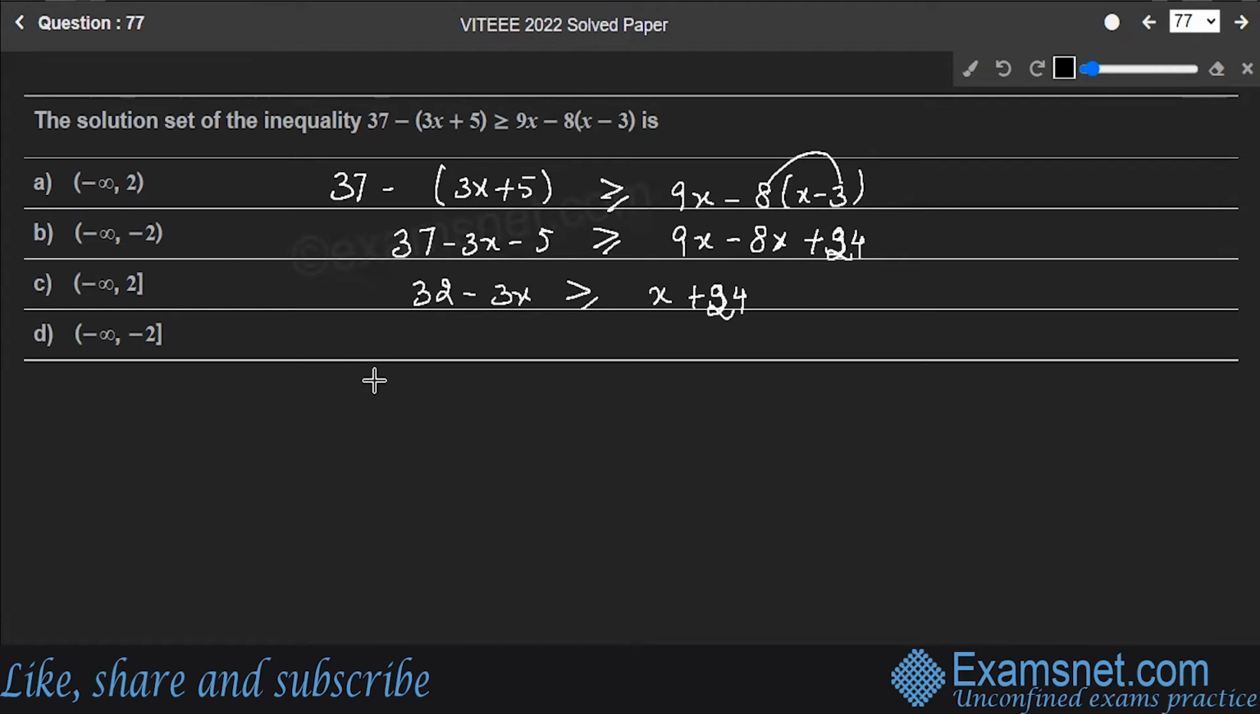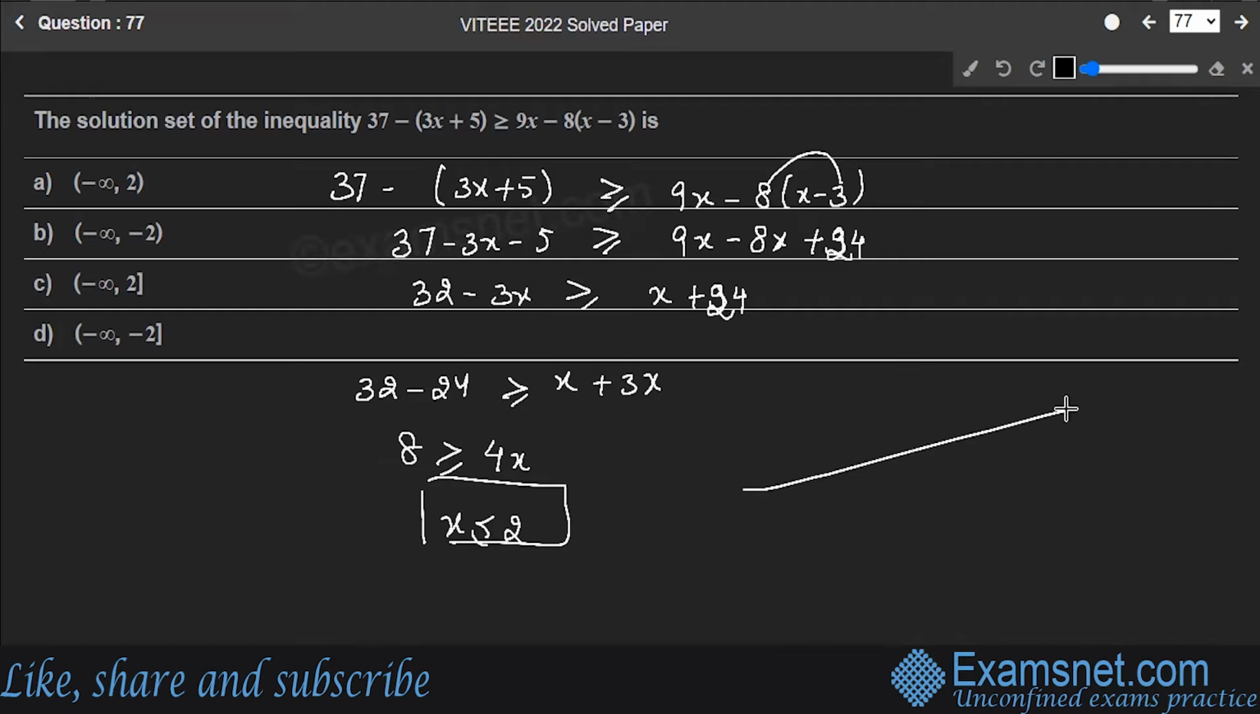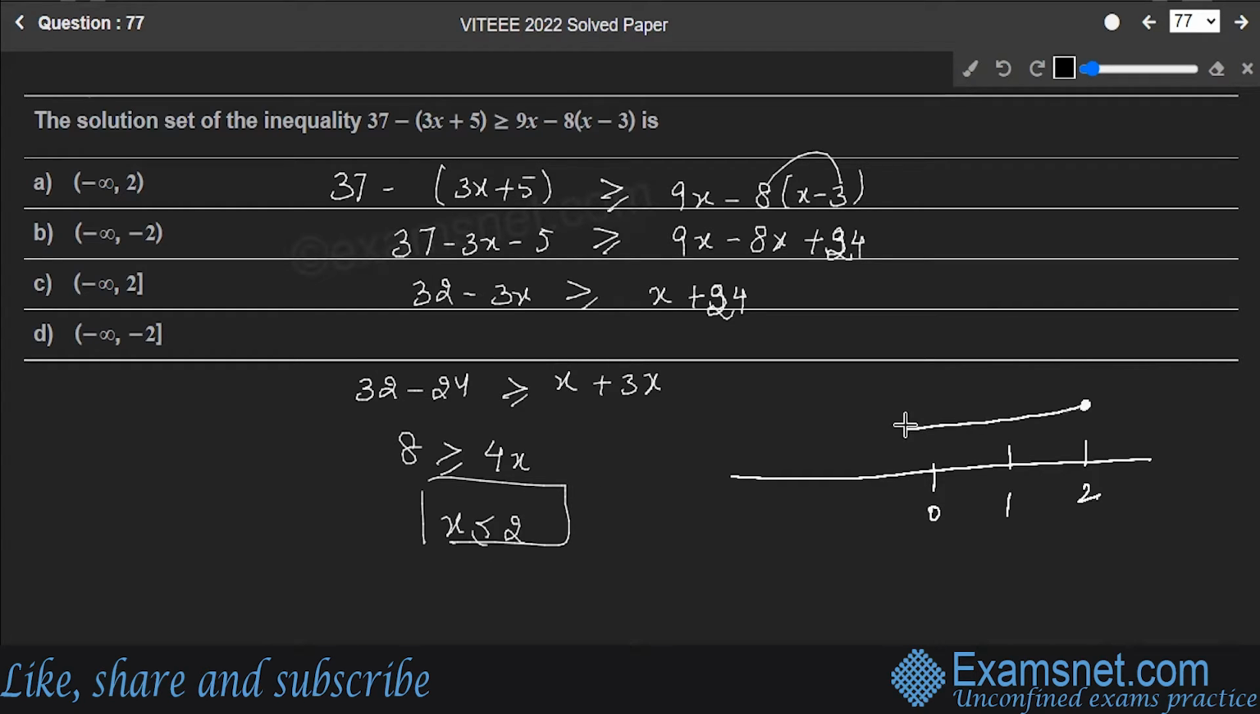Okay. Now, transferring the term 24 to the left-hand side, this will be 32 minus 24 is greater than x plus 3x, which will give you 8 is greater than this, or x is less than equal to 2, right? So if I draw it on the number line, how will it look? This is the number line. Here is 0, 1, and 2. So x is less than equal to 2. It's moving on the left-hand side of 2, including 2, right?